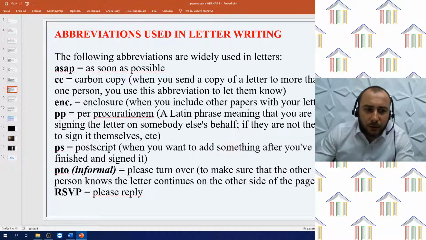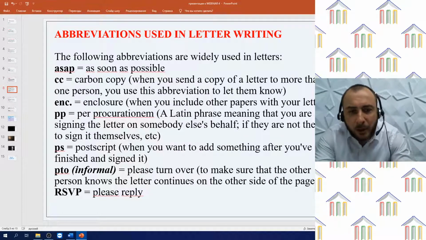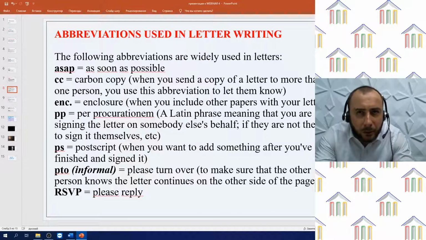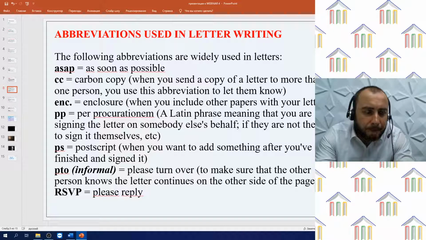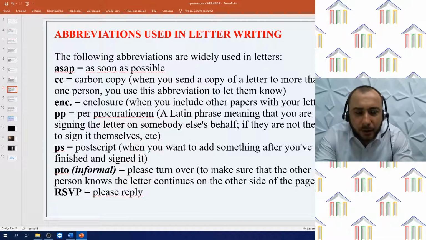Abbreviations used in letter writing. The following abbreviations are widely used in letters. By the way, you can also see them when messaging each other, by email or sending messages by phones. So, ASAP, as soon as possible. CC, carbon copy. When you send a copy of a letter to more than one person, you use this abbreviation to let them know. Enc, enclosure, when you include other papers with your letter.